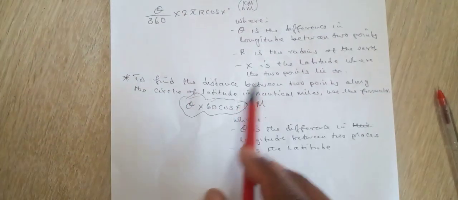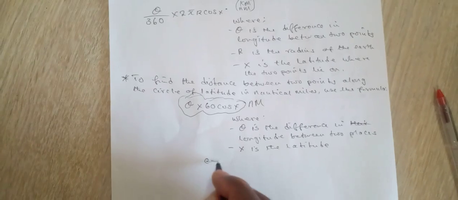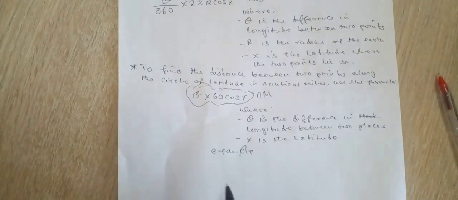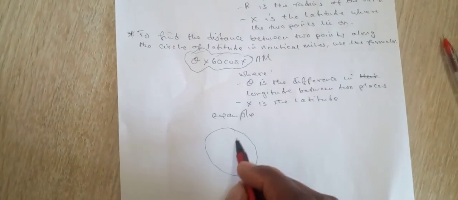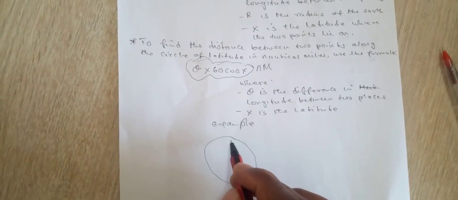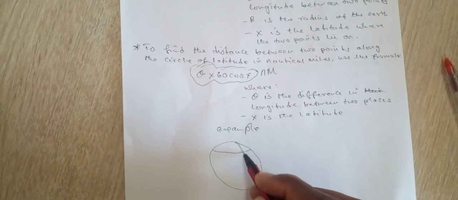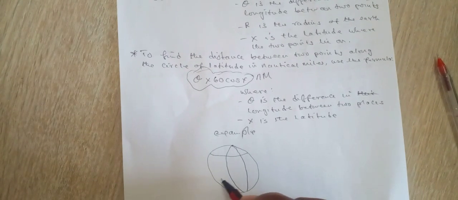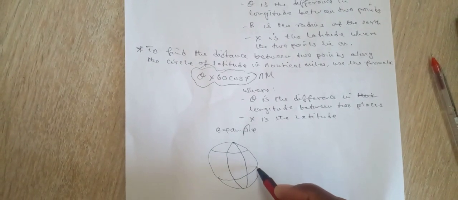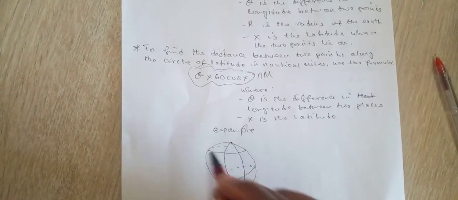Now let's look at the description. How do I know that I need to use this formula? Let's say, for example, you are given the earth. Don't mind my drawings, I just want you to understand. We are given this earth, and on this earth we have the latitudes and also the longitudes, like that. These are the longitudes on this earth, and we have the latitudes, like that. This latitude is a circle, of course, so we draw it like that.